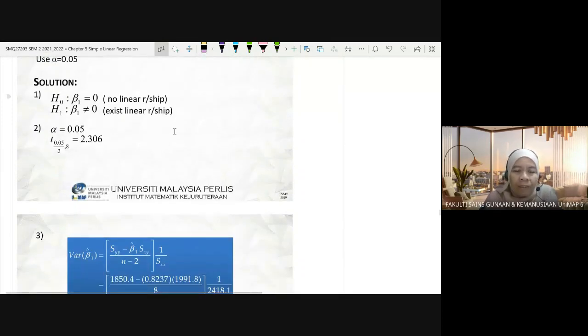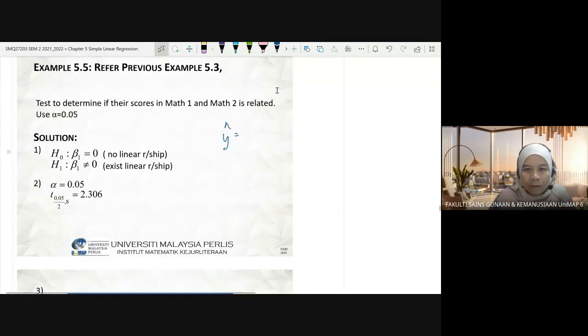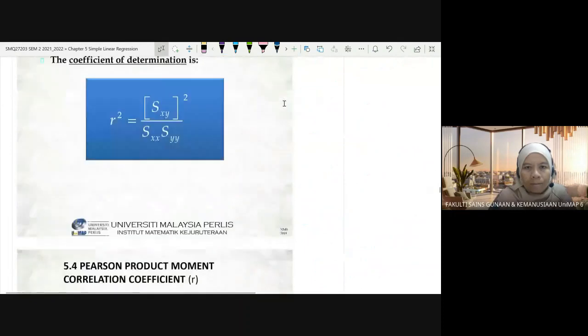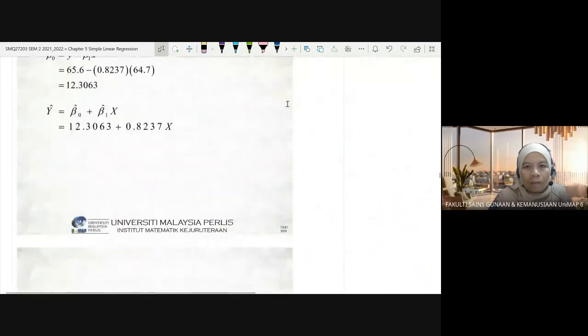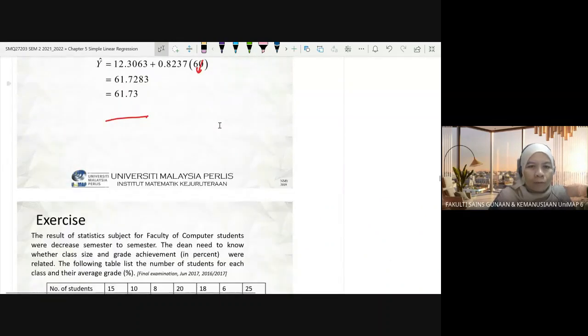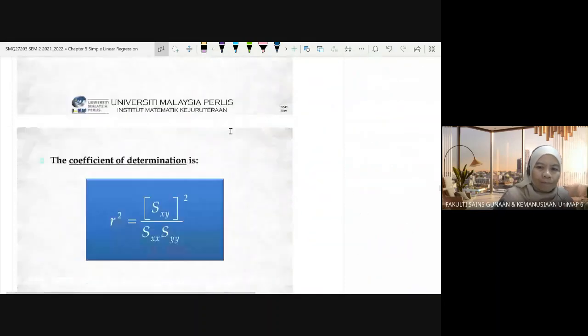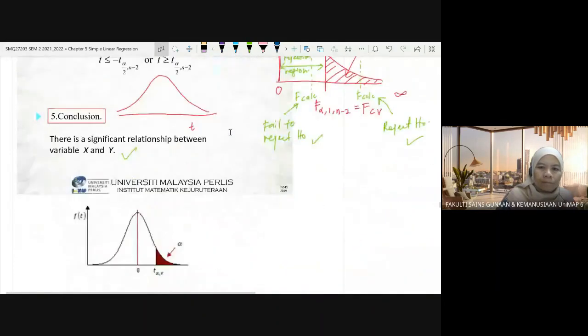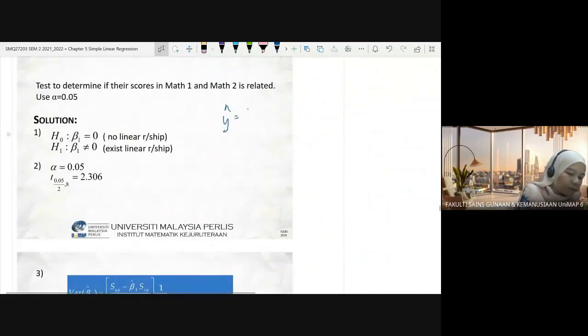Okay, the first step is the statement of your hypothesis. We are testing for y hat equal to the model. Let me just take two significant values: 12.31 and 0.82. So we are testing this model, y hat equals 12.31 plus 0.82x.